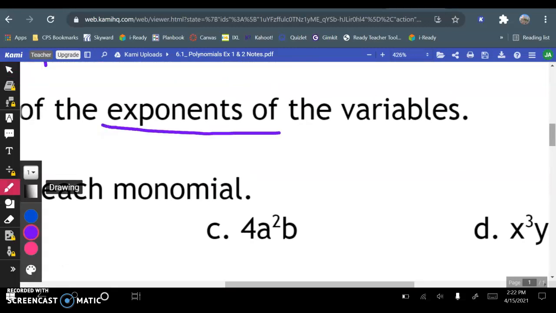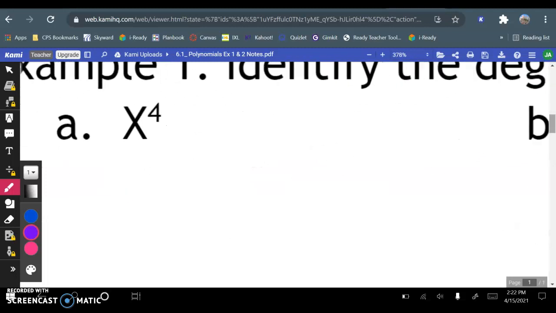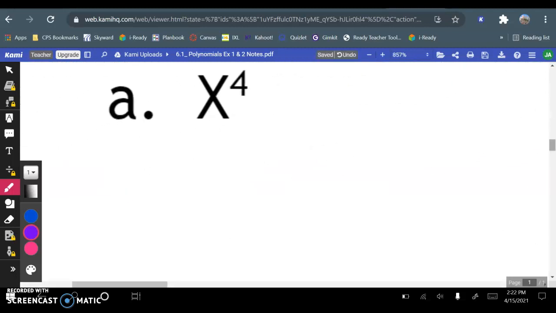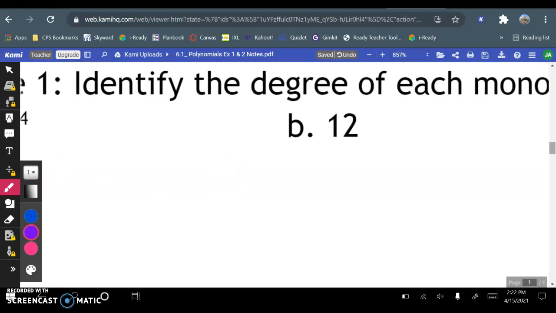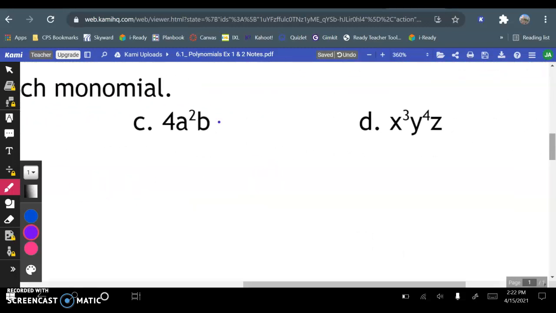Okay. So now the degree of a monomial is the sum of the exponents of the variables. So we're only looking at the variables. Here, the degree of x to the 4th is just 4. This one is 12. There's no variable, so there's no exponent. So this is 0.